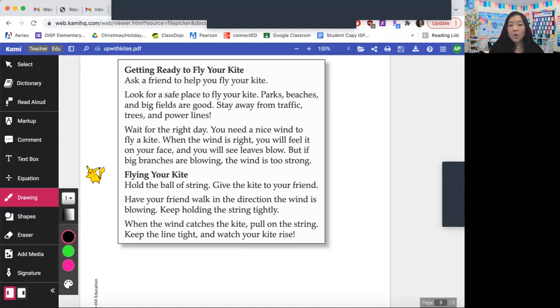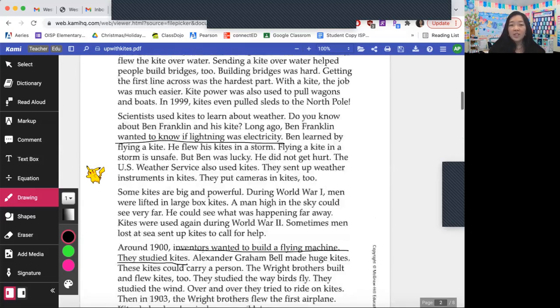Flying your kite. Hold the ball of string, give the kite to your friend. Have your friend walk in the direction the wind is blowing. Keep holding the string tightly. When the wind catches the kite, pull on the string. Keep the line tight and watch your kite rise.